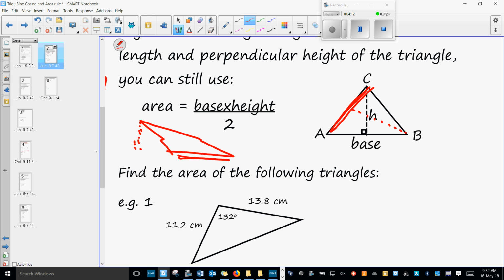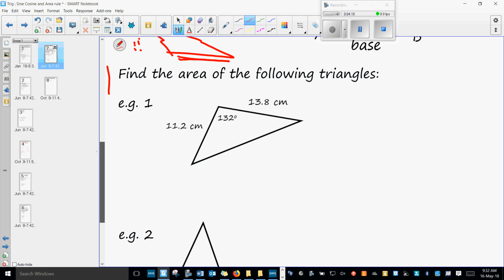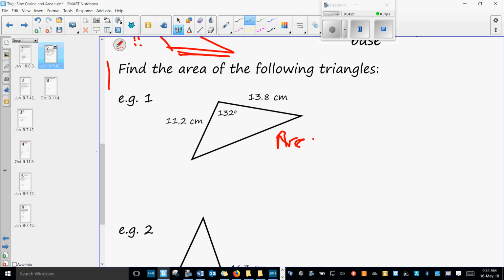So if we're trying to find the area of this triangle, we've been given nice, easy examples. We have two side lengths and we have the angle in between them. So all we have to do is say the area equals a half times 11.2 times 13.8 times sine 132. What mode should our calculators be in? Degrees. Not until IB do you need to change it.